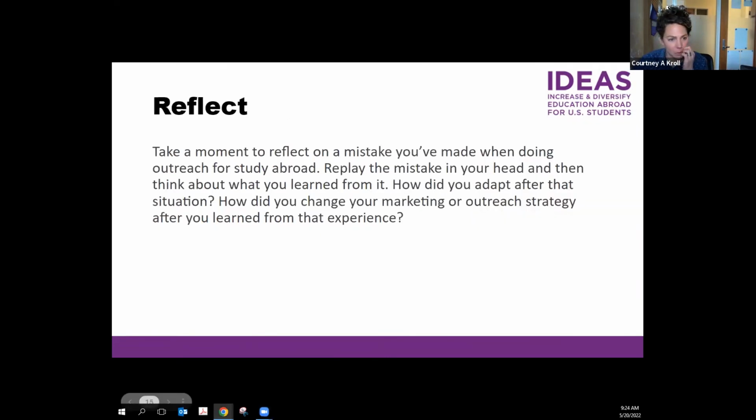Let's take a moment to reflect. This reflection is for you. You are not going to be sharing out here. It's just a place for us to sort of reset and think about the next portion of this presentation. So take a moment to reflect on a mistake that you've made when doing outreach for study abroad. Replay that mistake in your head and then think about what you learned from it. How did you adapt after the situation? How did you change your marketing or outreach strategy after you learned from that experience?